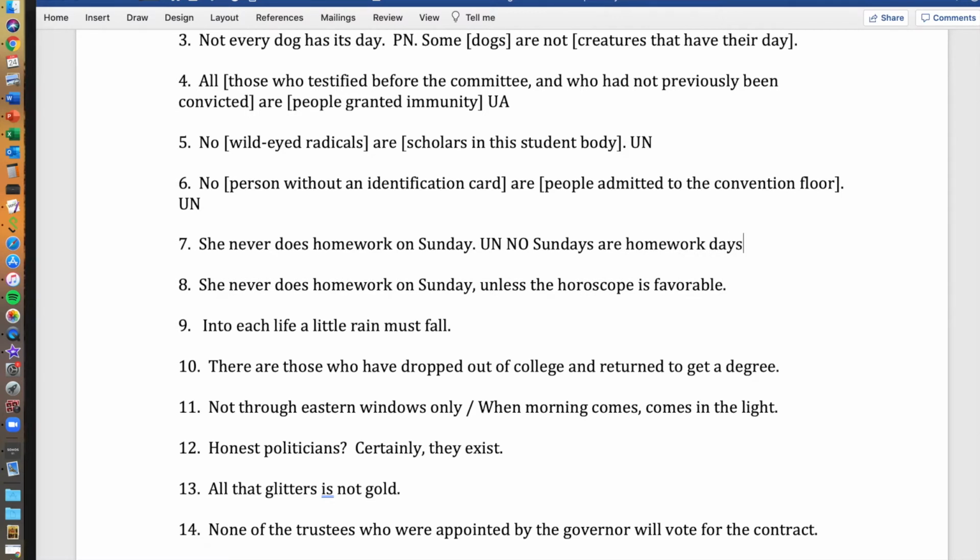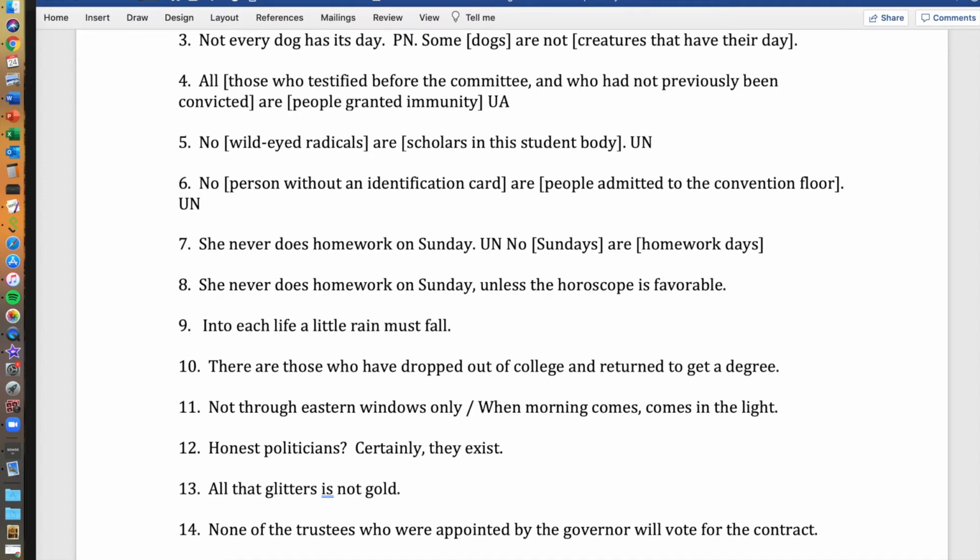In other words, no Sundays are days on which she does homework, and that would be the translation into standard logical form with Sundays as the subject term and homework days as the predicate term. But again, because it's universal negative, you could say no homework days are Sundays, and that would be perfectly acceptable.